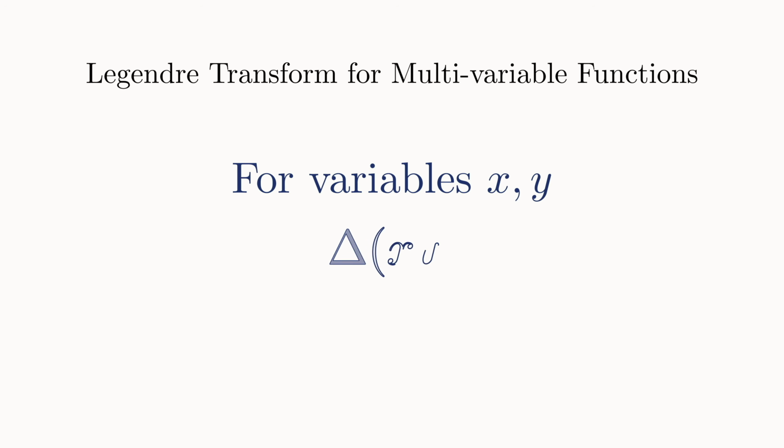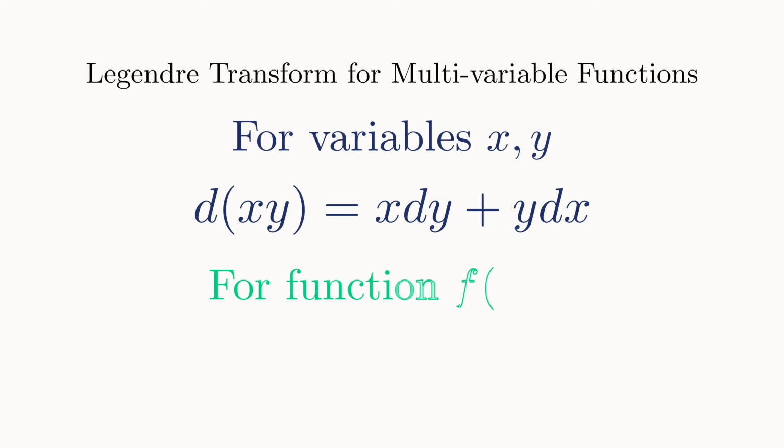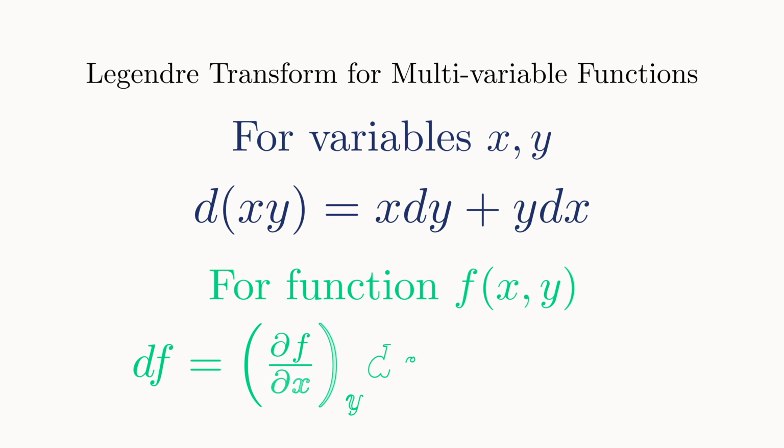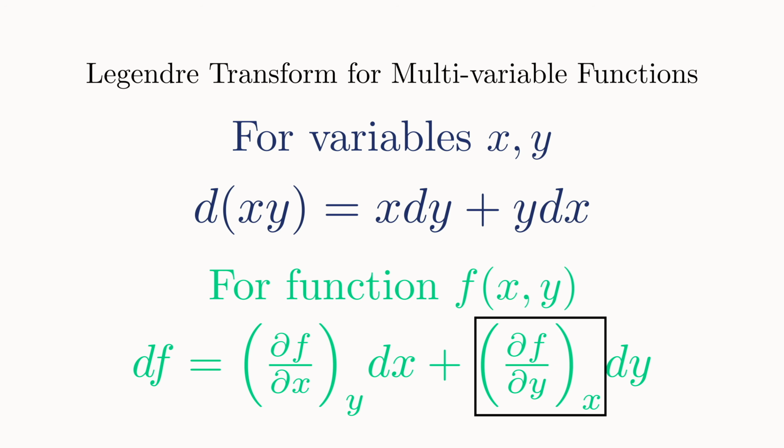For any pair of variables x and y, we can multiply them together and consider a tiny change in their value, or differential. By the product rule, this equals x dy plus y dx. Similarly, if we have a function that depends on both x and y, then we can write its differential as follows, where this term means we take the partial derivative of f with respect to x while keeping y fixed, and this one is the partial derivative with respect to y while keeping x fixed.